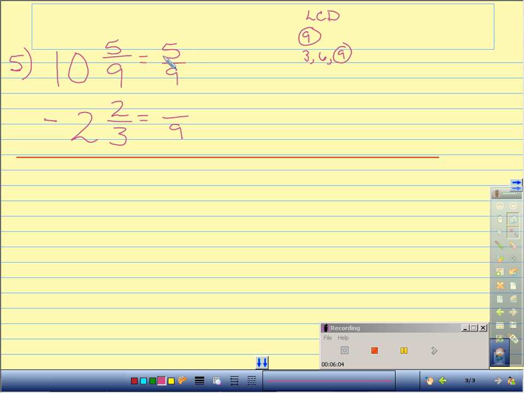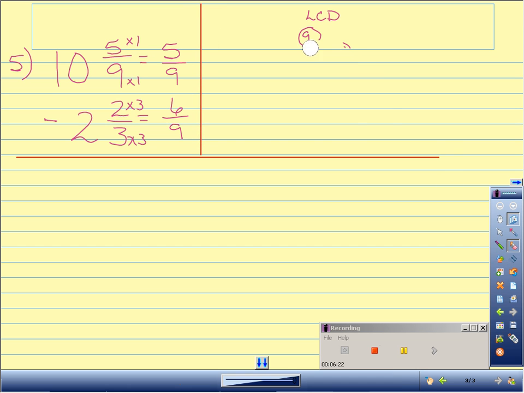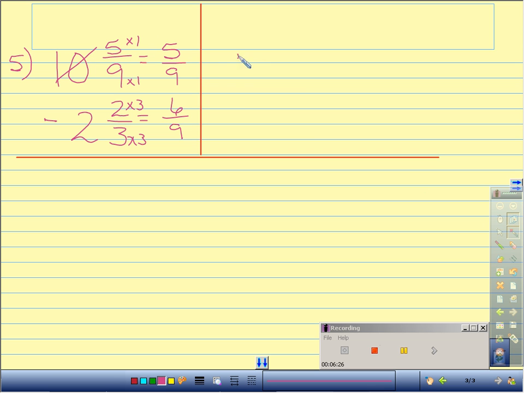This one's going to stay the same because 9 times 1 is 9, 5 times 1 is 5. 3 times 3 is 9, so 2 times 3 would be 6. 5 minus 6 can't happen. This is where we must rename or borrow. We'll borrow from the 10, make it a 9. Let's add 9 plus 5. 9 plus 5 is 14.